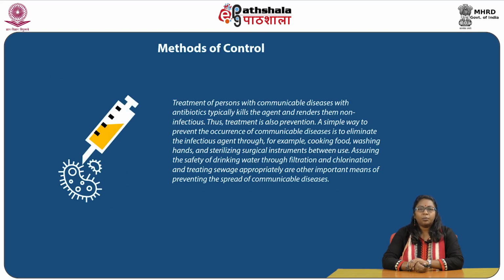Treatment of persons with communicable diseases with antibiotics typically kills the agent and renders them non-infectious. Thus, treatment is also prevention. A simple way to prevent the occurrence of communicable diseases is to eliminate the infectious agent through, for example, cooking food, washing hands, and sterilizing surgical instruments between use. Assuring the safety of drinking water through filtration and chlorination and treating sewage appropriately are other important means of preventing the spread of communicable diseases.